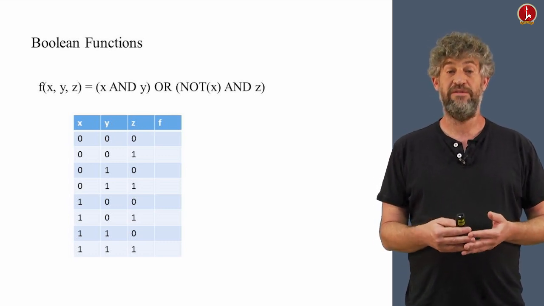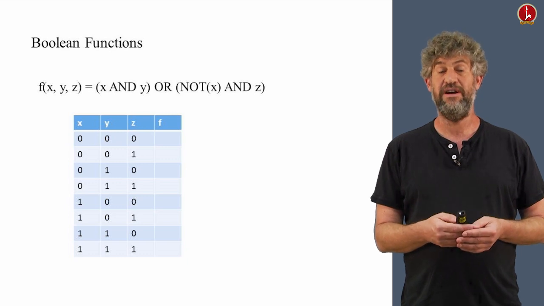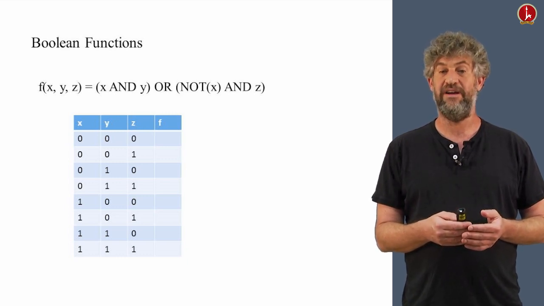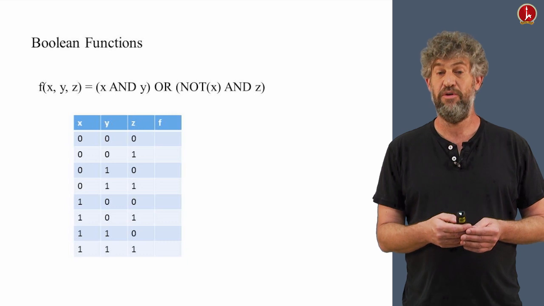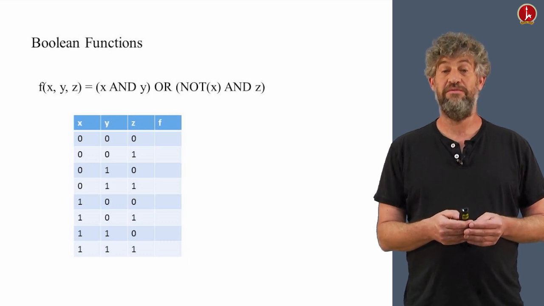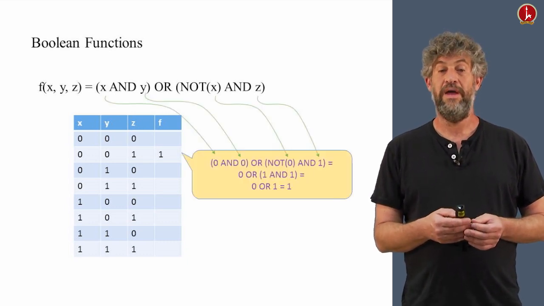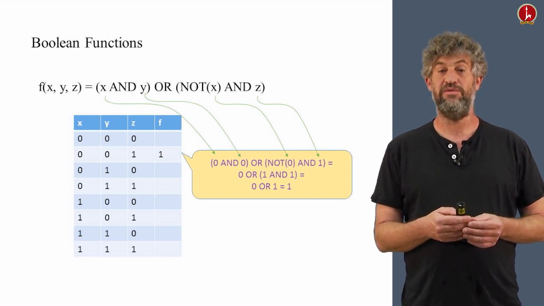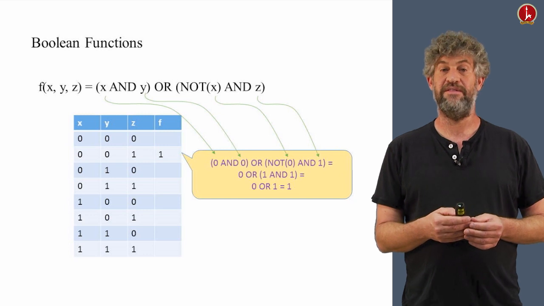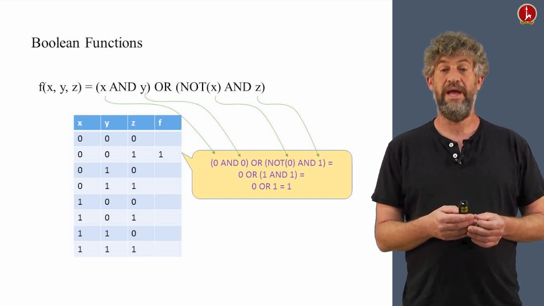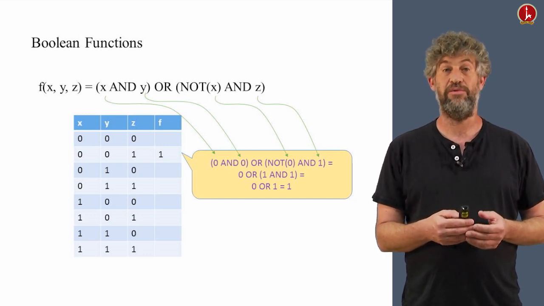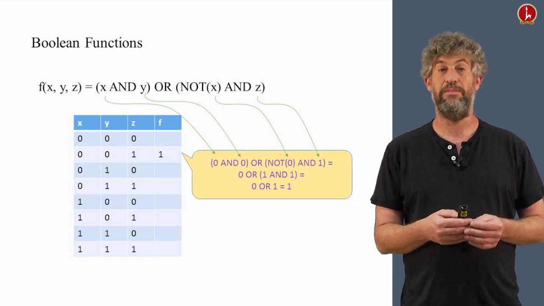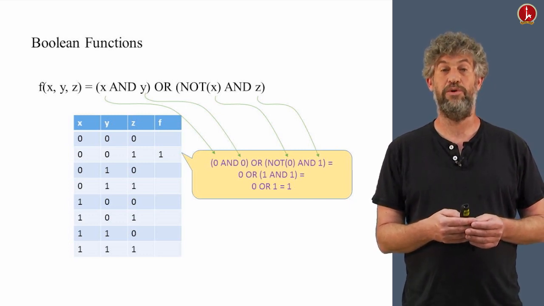Now for each one of these rows, we can just evaluate the function, what is the function f of x, y, z defined by the previous formula for these values. For example, let's look at the second row. In the second row, we have x equals 0, y equals 0, z equals 1. And we can just plug in the numbers 0, 0, 1 into the formula. Every time we have an x, we put a 0 there. Every time we have a y, we put a 0 there. Every time we have a z, we put a 1 there.